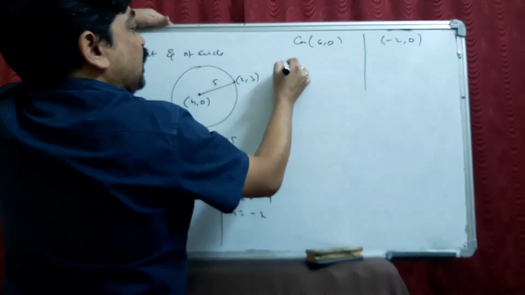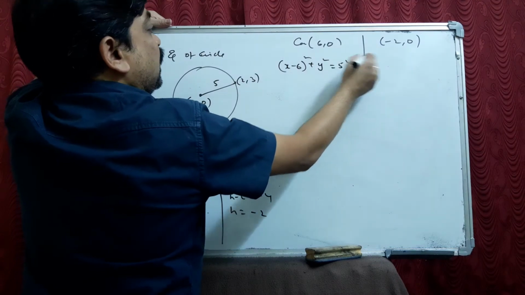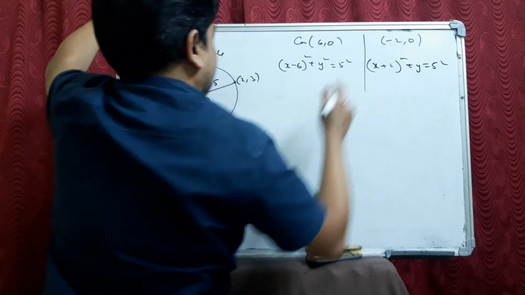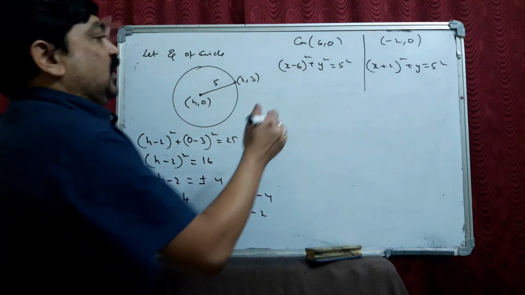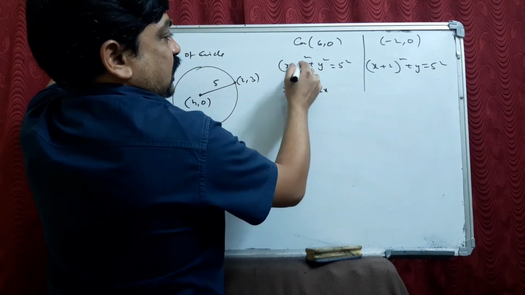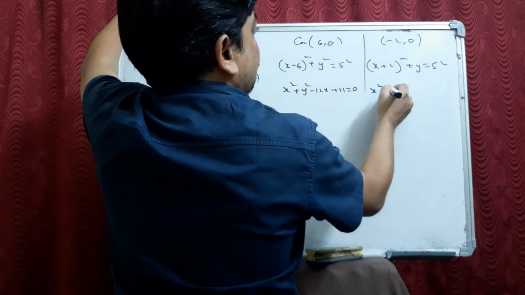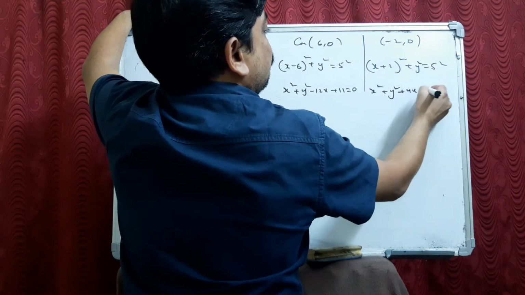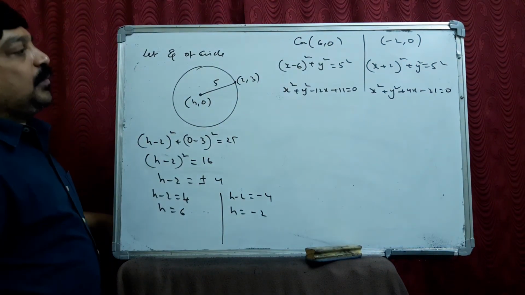If it is (6, 0), equation will be x minus 6 whole square plus y square equal to 5 square. It will be x plus 2 whole square plus y square equal to 5 square for the other. Are they given in expanded form? Okay, let us do. It becomes x square plus y square minus 12x plus 36 minus 25, plus 11. It becomes x square plus y square plus 4x plus 4 minus 25, minus 21. Perfect.